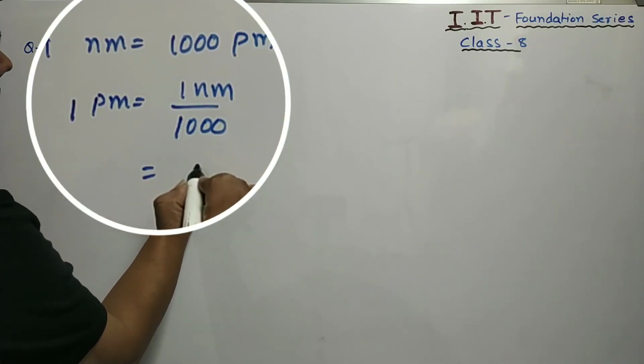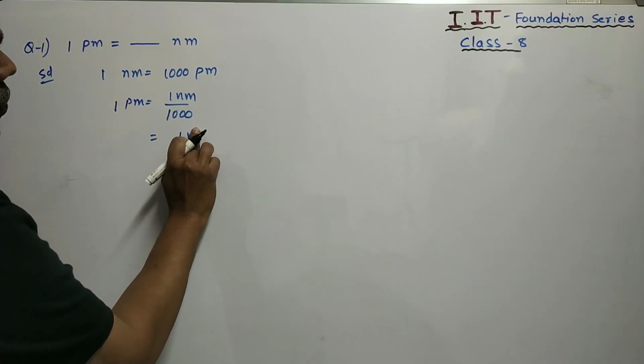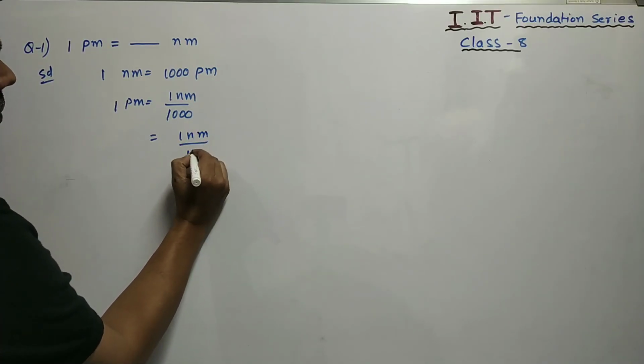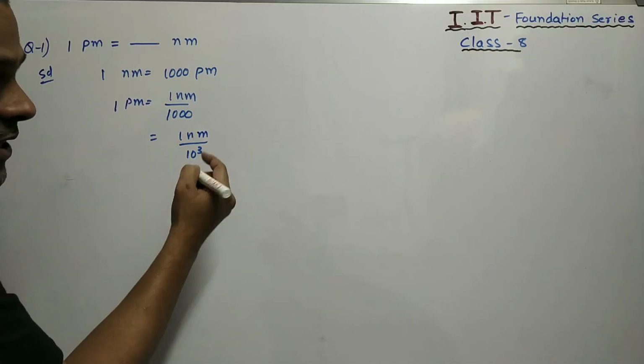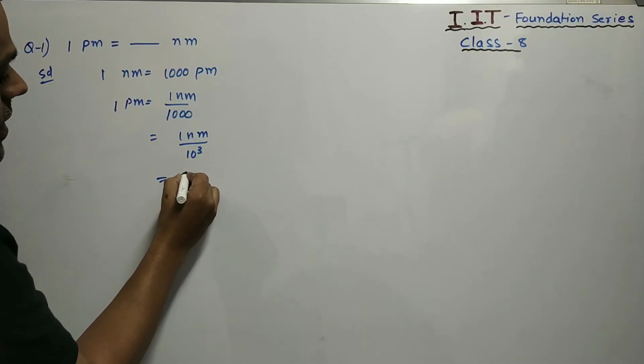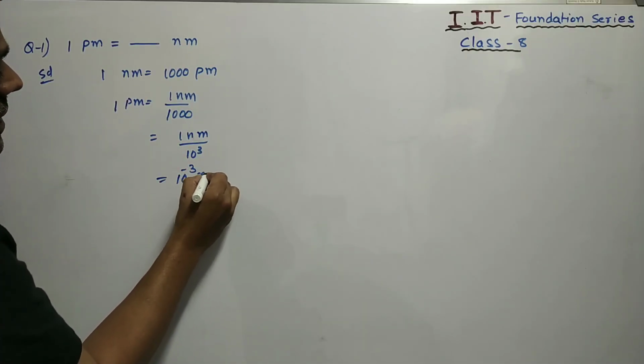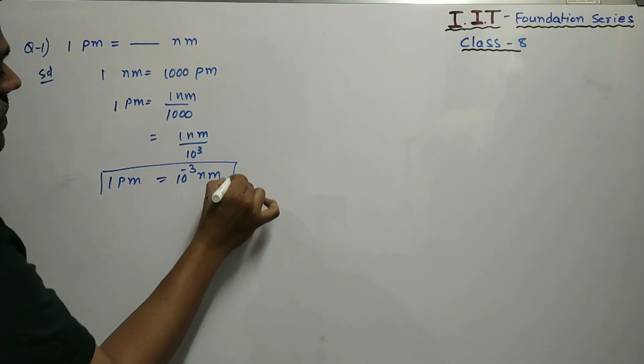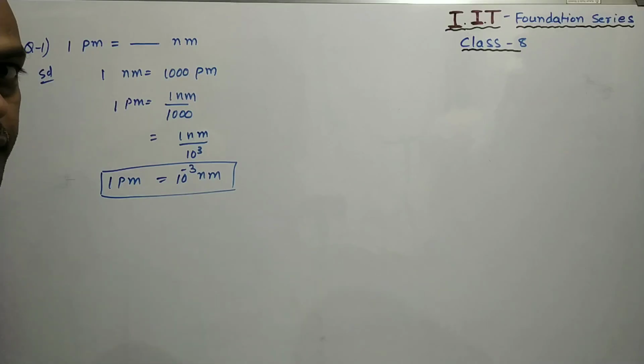So we write 1 nanometer by 10 cube, isn't it? 1000 means 10 cube. When you go to the numerator, how much value? 10 power minus 3 nanometer. So 1 picometer is equal to what? 10 power minus 3 nanometer. Okay, right.